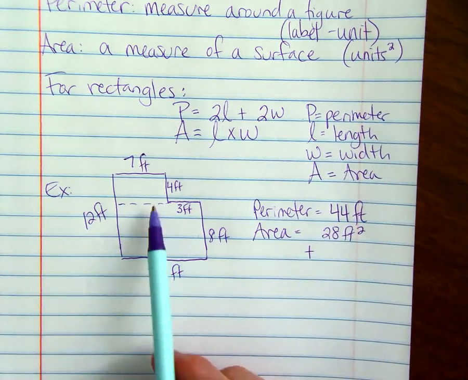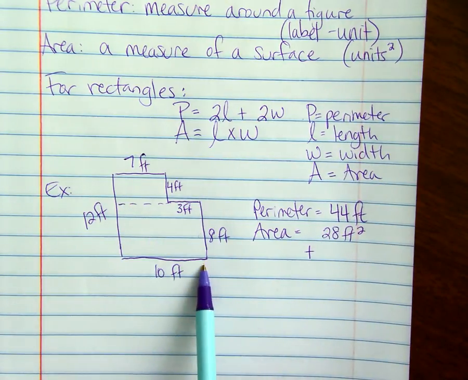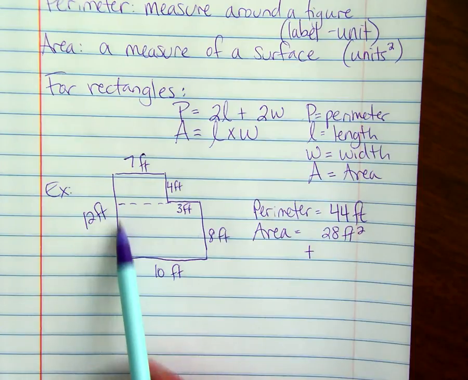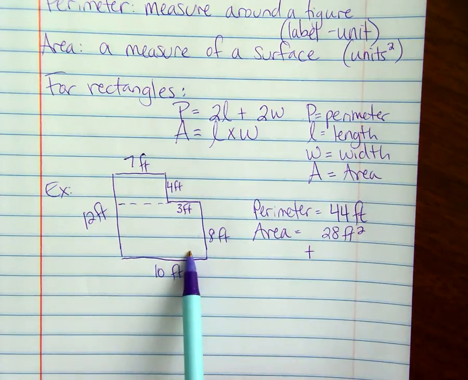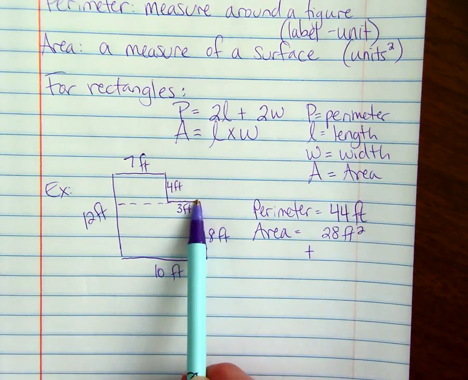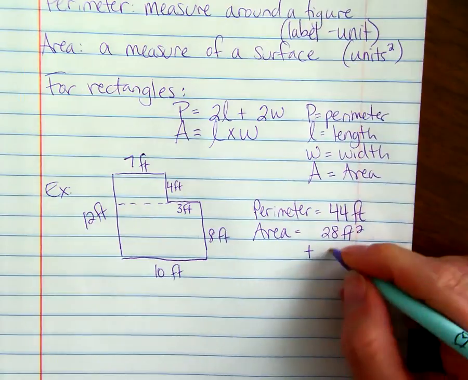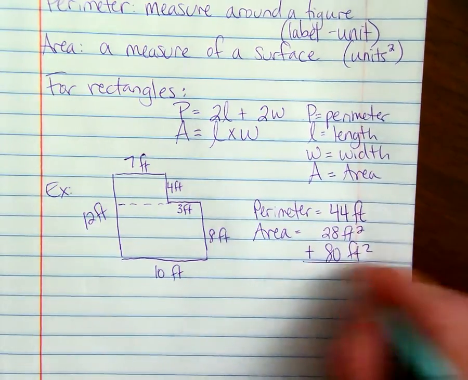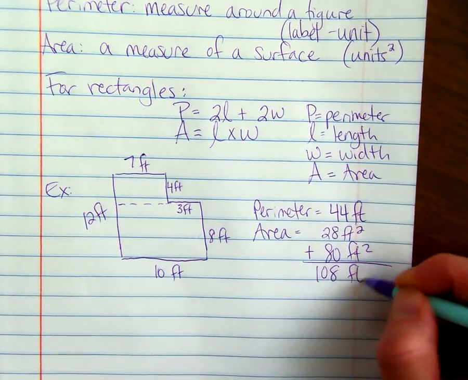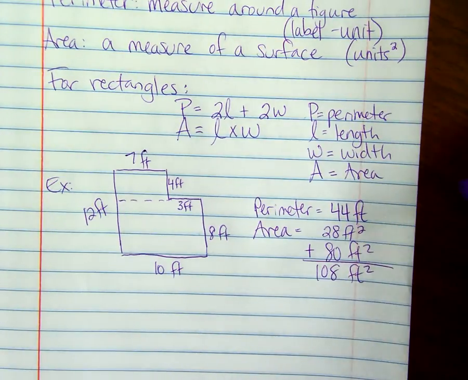Then we have to add the area of this rectangle. The length is 10 feet and the width is 8 feet. So you want to be careful to only take the width of this rectangle, and you don't want to go all the way to the top. You only want to go to here. So 10 times 8 is 80 feet squared. Add them together and we have 108 feet squared, and that's the end of the lesson.